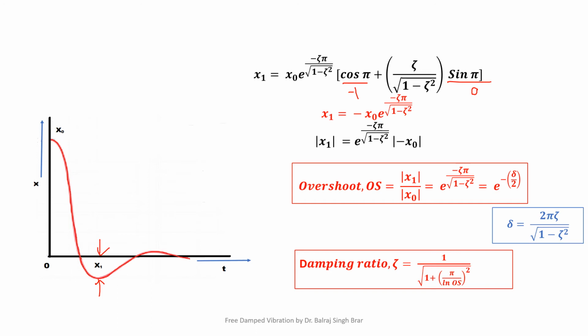Minus term means it is on the other side of the mean value. Usually in numerical problems we talk of amplitudes only. So to make the relation simple, let us take the modulus on both sides, and the overshoot is given as a ratio or in percent form: overshoot x1 divided by x0, the initial displacement, which becomes e raised to power minus zeta pi upon root of 1 minus zeta square. Or we know the logarithmic decrement delta is 2 pi zeta upon root of 1 minus zeta square.